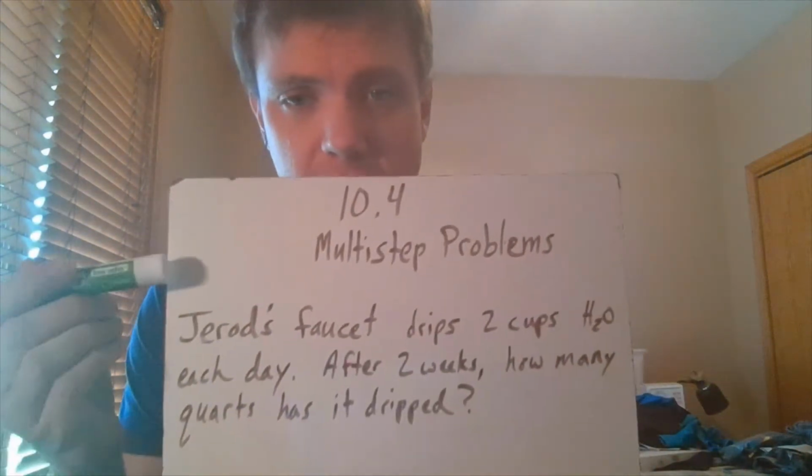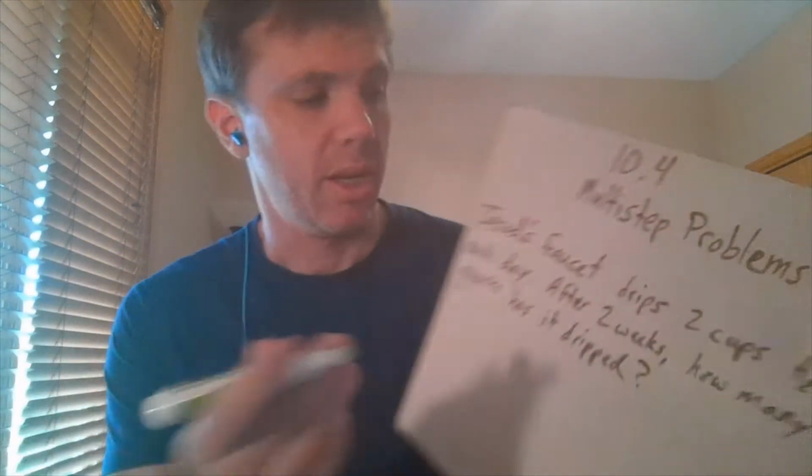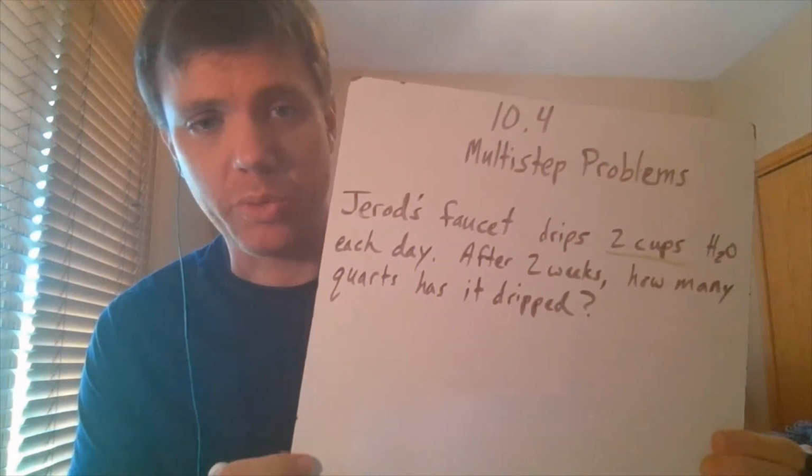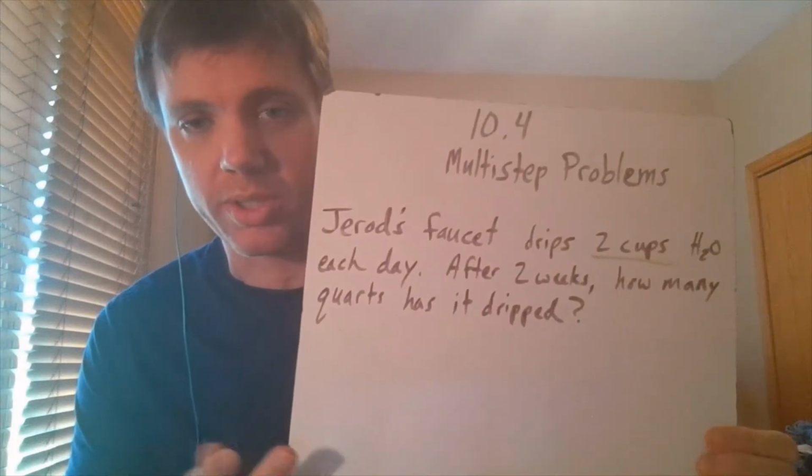So let's take a look at the problem on page 603, which is the example problem, and it's Jared has a faucet. So it's a leaky faucet in Jared's house, drips 2 cups of water each day. After 2 weeks of dripping, the faucet is fixed. If it drips the same amount each day, how many quarts of water dripped from Jared's leaky faucet in 2 weeks? Okay, so first of all, I kind of summarized the problem here. So we've got Jared's faucet drips 2 cups of water each day. After 2 weeks, how many quarts has it dripped?